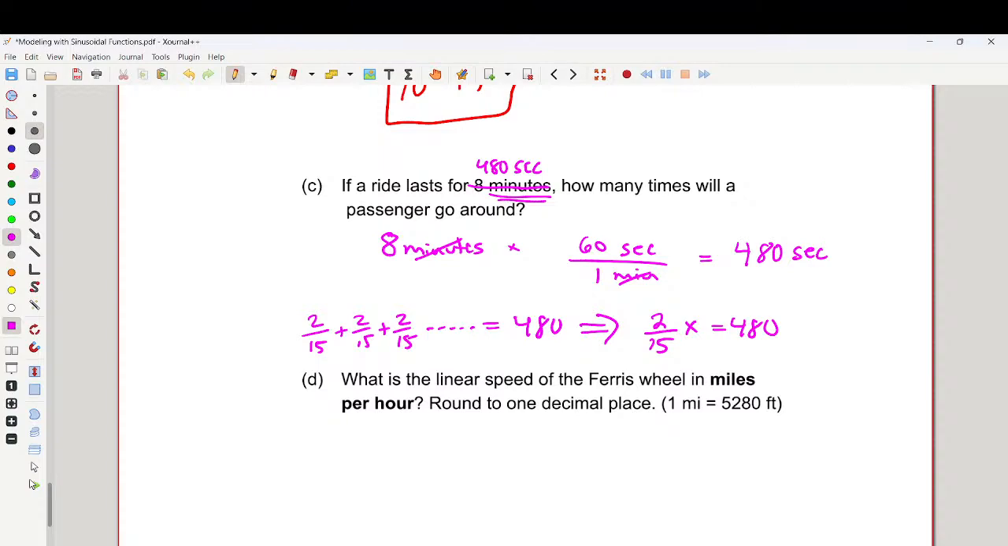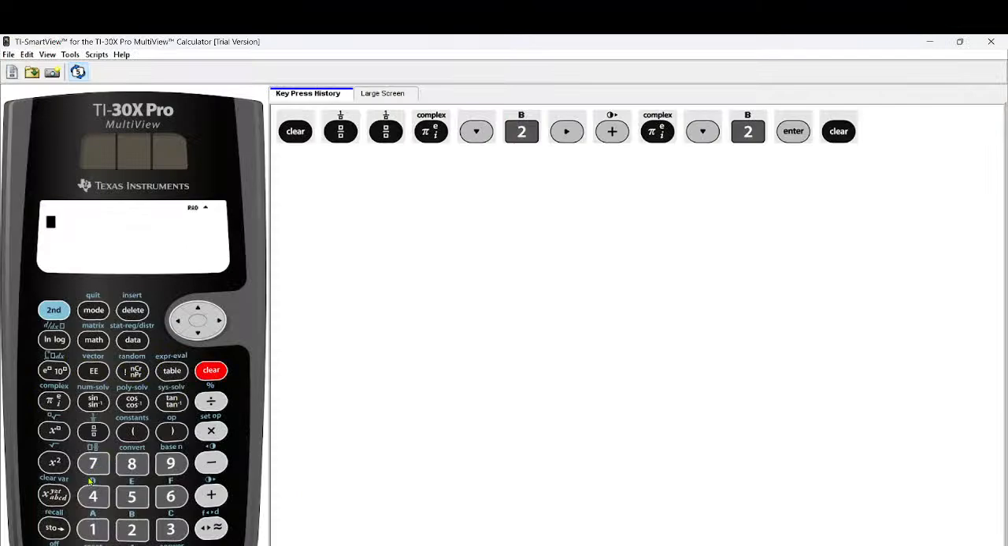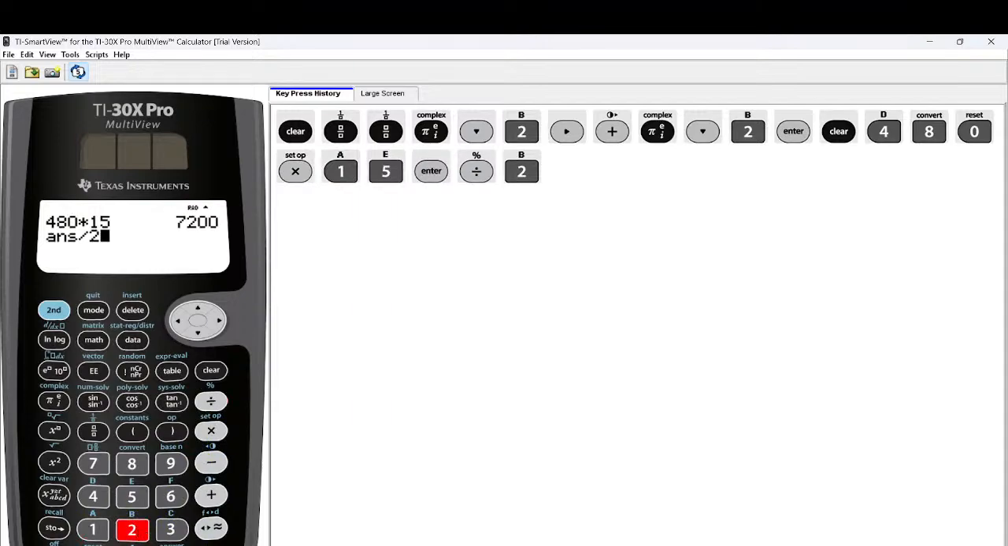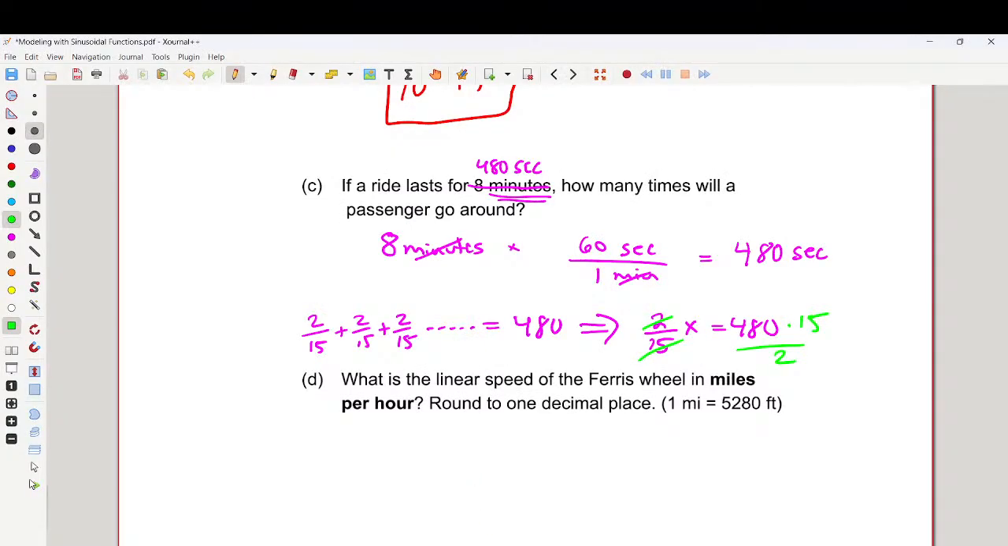480 times 15, divide by 2. Hope you like the Ferris wheel. This doesn't seem very, I think I had a typo somewhere, but we're going to let it go. And the answer to the question is 3,600 times.